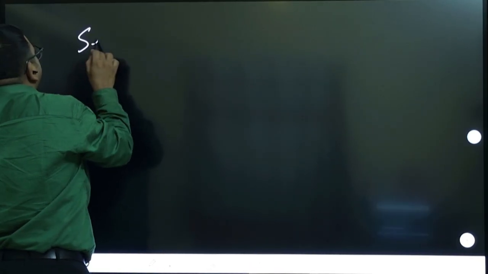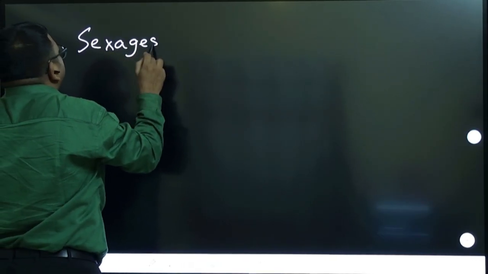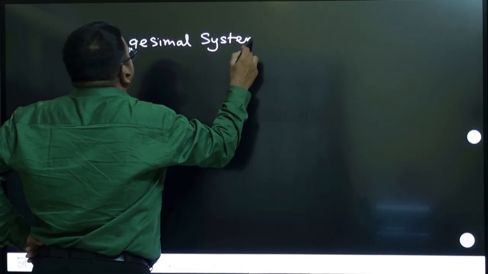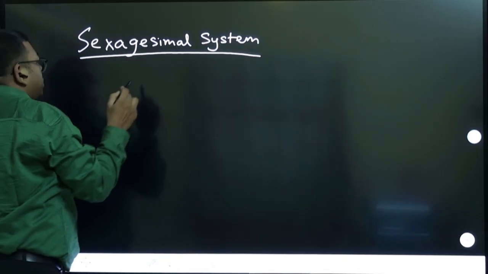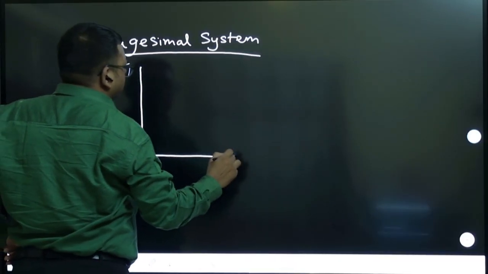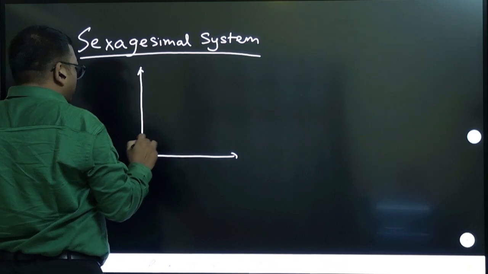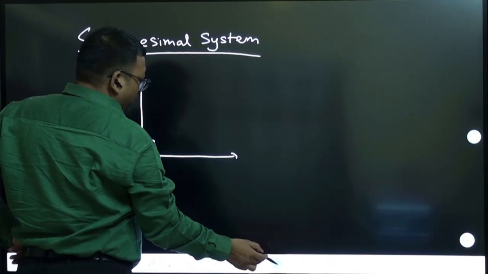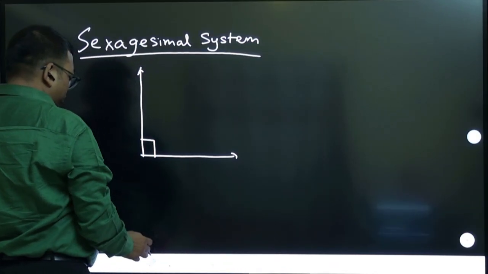That is called measurement in degrees. That is called the hexadecimal system. What is this system? Suppose, for example, if I have 90 degrees, for example, these two perpendicular lines you take, and this is 90 degrees. Okay, that 90 degrees, how do we know that it is 90 degrees?